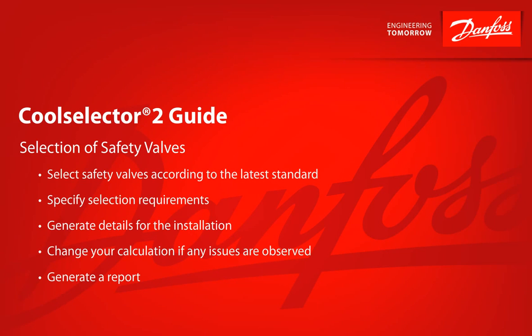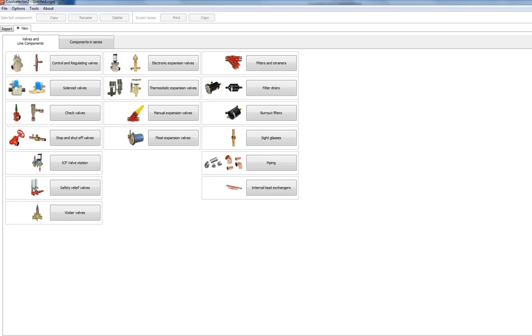In this session, we select the safety valves. After this video, you will know how to select safety valves according to the latest standard, specify selection requirements, generate details for the installation, change your calculation if any issues are observed, and generate a report. Let's start by selecting a new subproject.